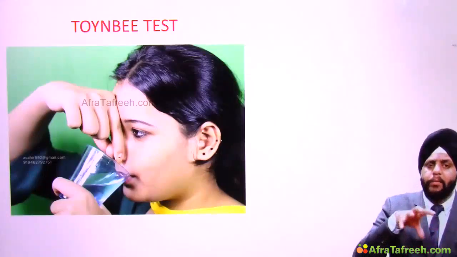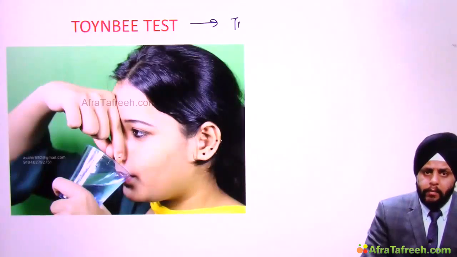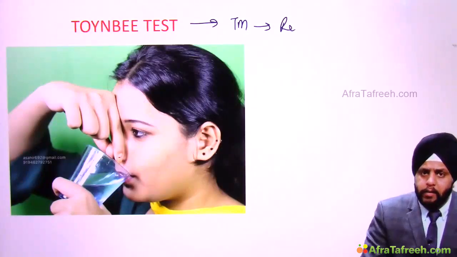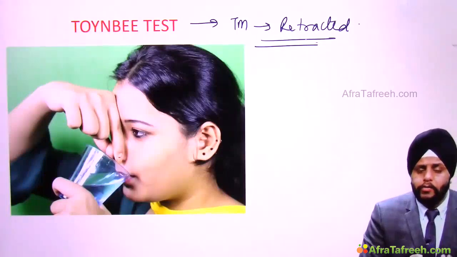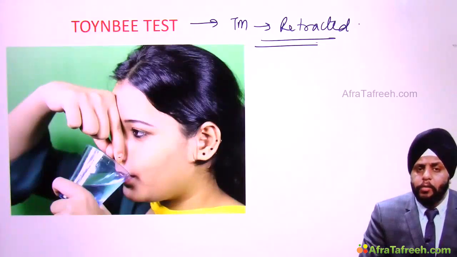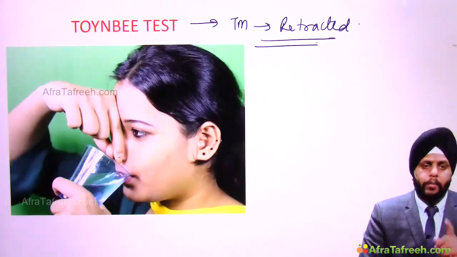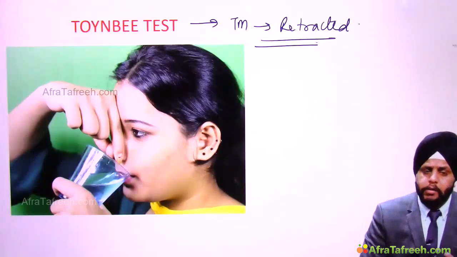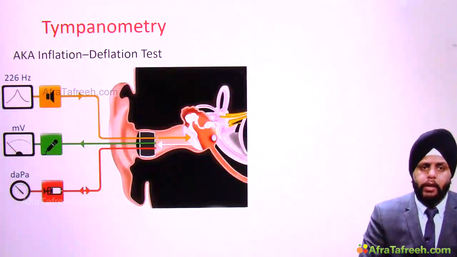So now the tympanic membrane is retracted. So remember, now you will see the tympanic membrane. This tympanic membrane will be retracted and that will show the Eustachian tube is working. This is a physiological test. Why? Because the Eustachian tube is being opened by the negative pressure. Okay, so remember, Toynbee test is a physiological test. Another physiological test is tympanometry. You can also call it as inflation deflation test.